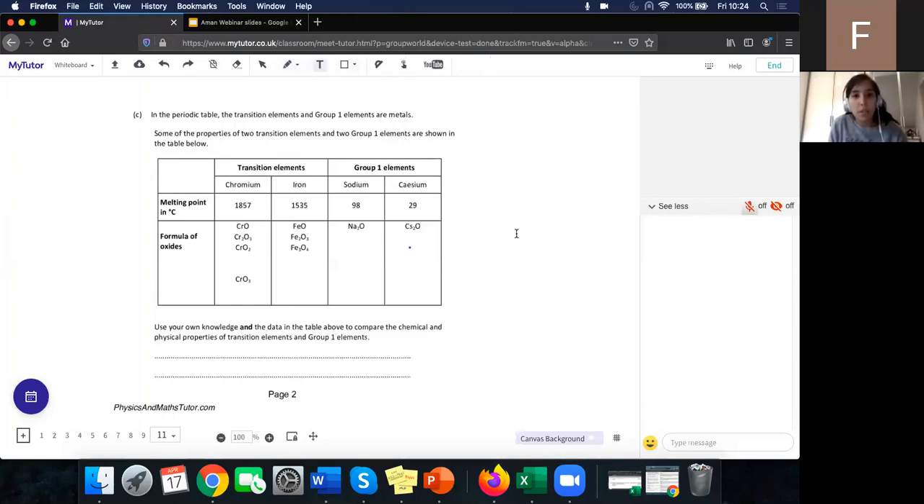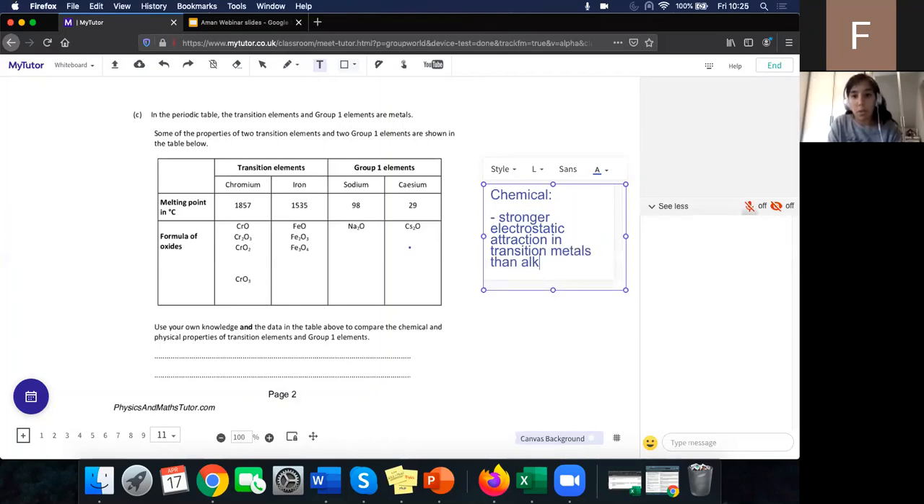I can write an answer. So I'm just going to bullet point the answer so that we can do lots of exam questions. So chemical properties are to do with the bonding. So we can talk about how there is stronger electrostatic attraction in transition metals than alkali metals, which then gives it its property of a high melting and boiling point. A physical property then would be about them being harder than alkali metals.